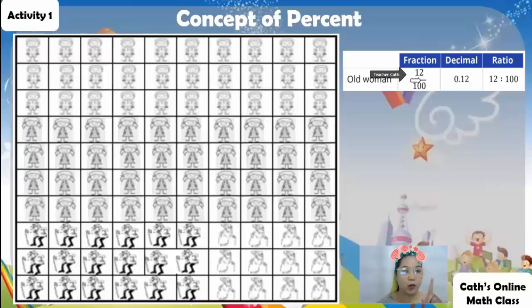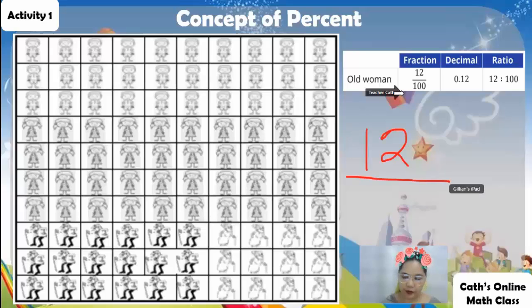Now, remember how we converted to decimal? We just divided 12 by 100. It will be equal to 0.12. Or just move the decimal point to the left, just like this.